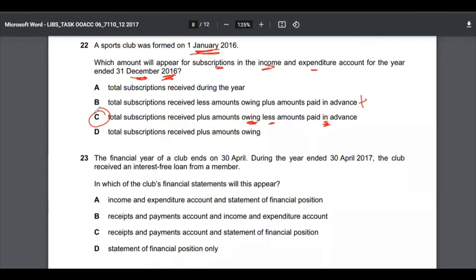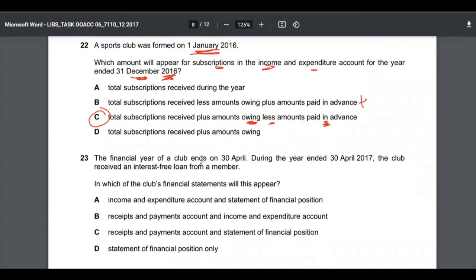Again, it is testing you on the matching principle, where the current year's income earned should be recorded in the current year, and current year expenses incurred should be recorded in the current year, right? So this is about income. The amount that is not received in the current year, which should have been received, would be added to the total subscriptions received, whereas any money paid in advance is a liability and therefore reduced from the current year and will be recorded in the subsequent years accordingly.